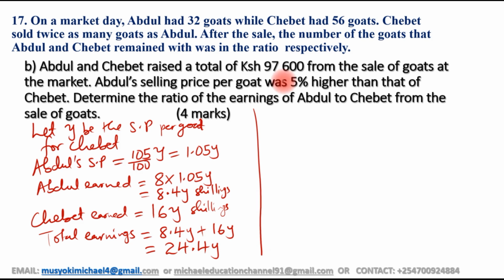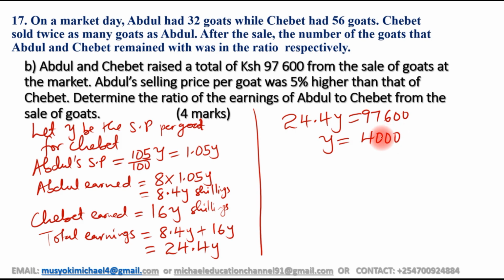But from the information given, the total earning is equal to 97,600. So the total earnings, which is 24.4y, is equal to 97,600. And therefore we get the value of y. We divide 97,600 by 24.4, and we end up getting 4,000.